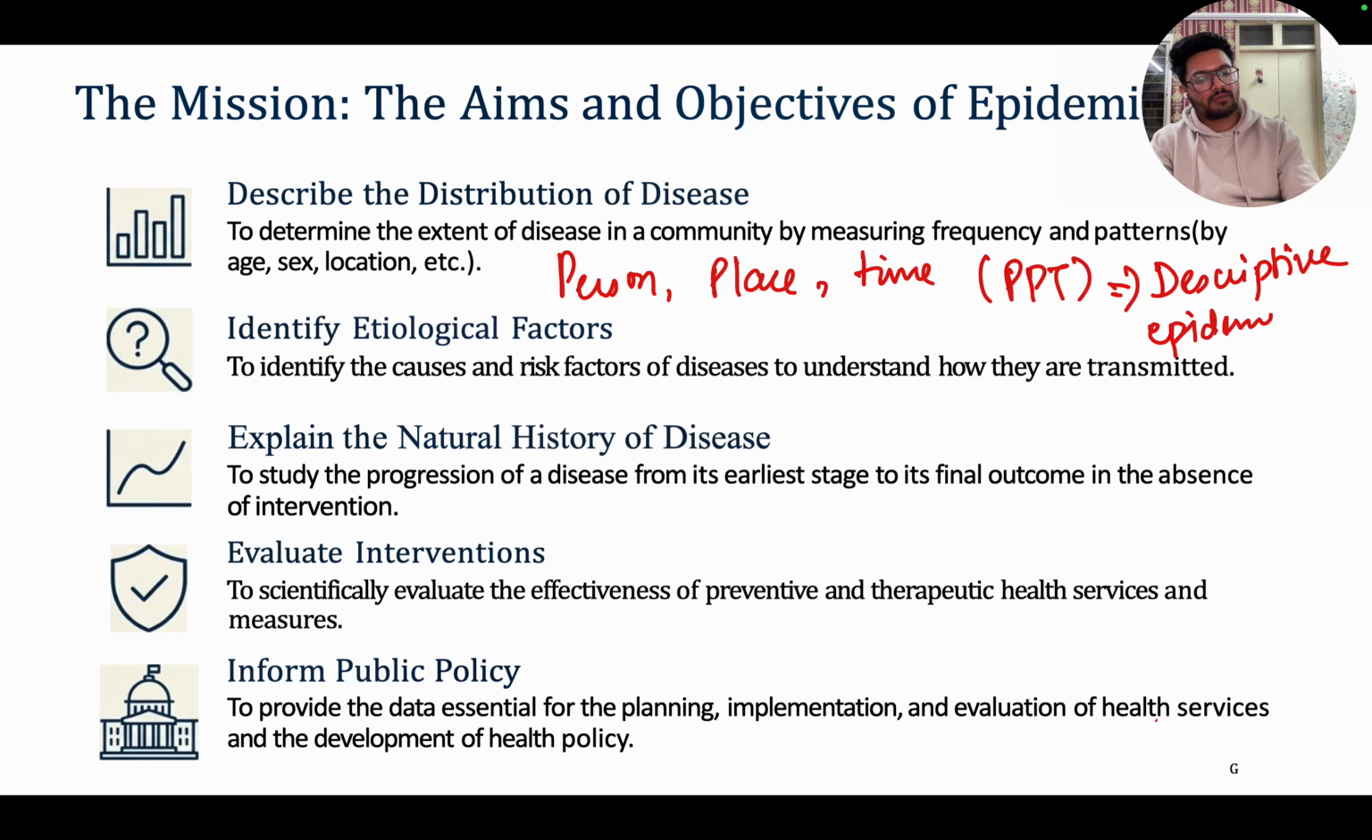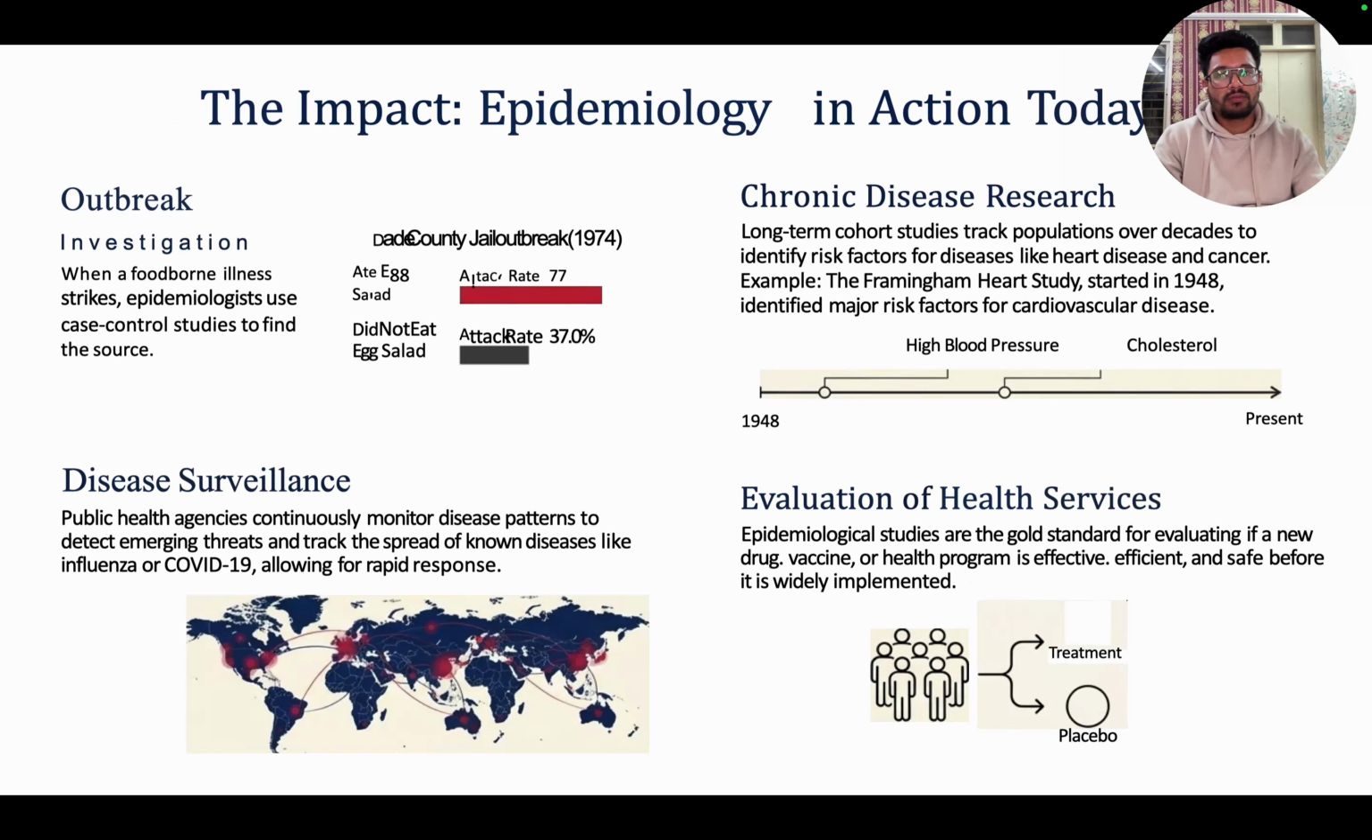We will talk about various types of epidemiology, one of which is descriptive epidemiology. So, person, place, and time contribute to descriptive epidemiology. Second, we have to identify the etiological factors, or what we can say the determinants of disease. In this, basically, we do hypothesis testing. Why, how does the disease take place? The third objective is to explain the natural history of disease, which we already discussed. Then evaluate the interventions and form a public policy.